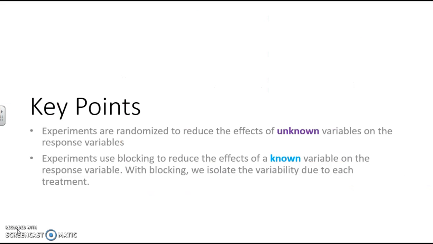So there are 2 key points that I want you to take away from today's lesson. Experiments are randomized to reduce the effects of unknown variables on the response variables, and experiments use blocking to reduce the effects of a known variable on the response variable. With blocking, we isolate the variability due to each treatment.